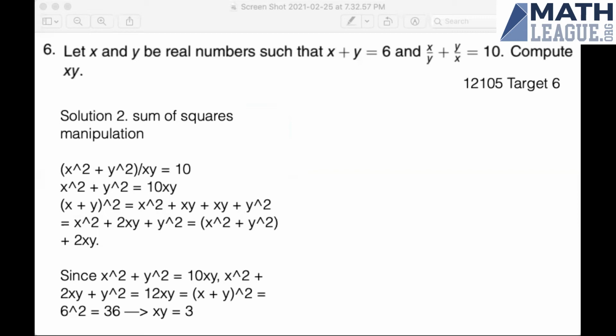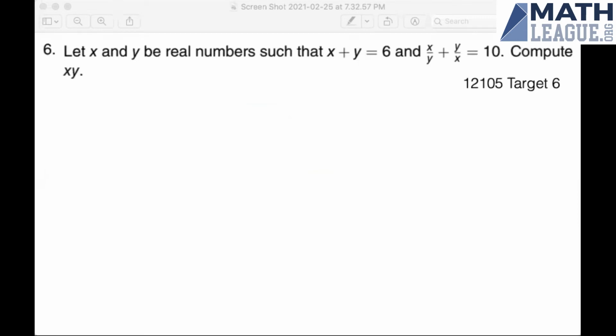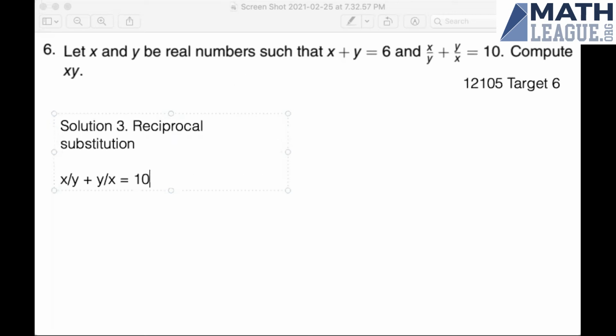Now, finally, I want to go through one more solution. Solution 3. Instead of doing any real algebraic manipulation like before, well, I should say we're still manipulating, just in a different way. You may notice that we're summing an x over y and a y over x to get 10, which is a constant. It doesn't have any variables in it. And you may have also cleverly noticed that y over x is just the reciprocal of x over y. So what can we do with that?